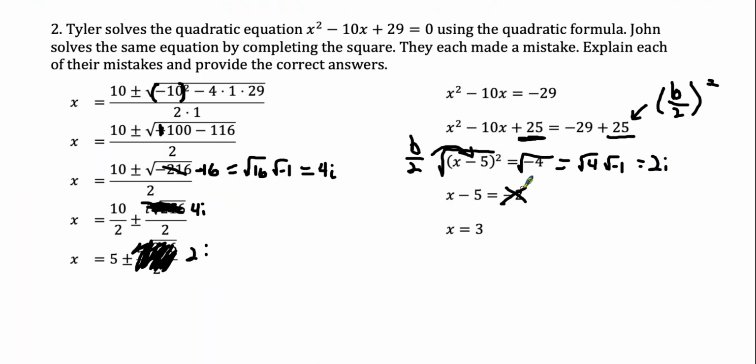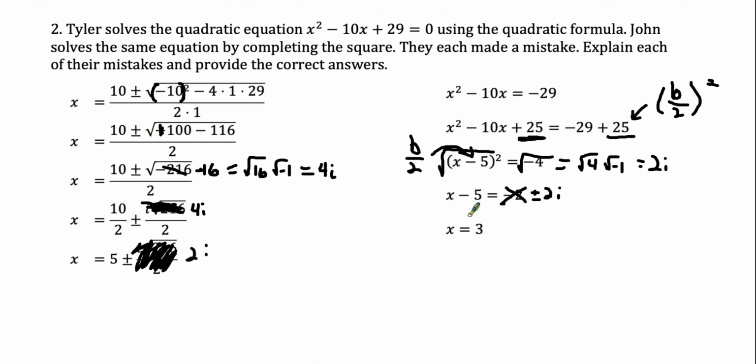Now, we also can't forget that when we take a square root as part of our solving process, we will get a plus or minus. So he actually kind of made two mistakes here. He didn't have his plus or minus, and he didn't include his i. So right here, we should have x minus 5 equals plus or minus 2i.